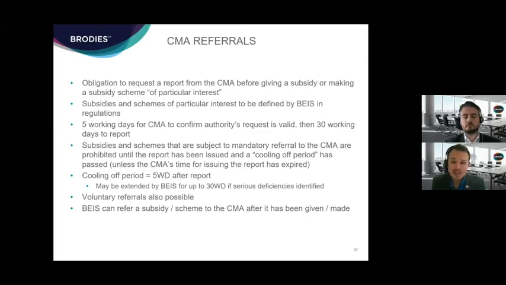But if the report identifies what the bill refers to as serious deficiencies in the proposal, then BEIS can extend the cooling off period for up to 30 working days. And essentially the idea of the cooling off period is to allow the authority to reconsider and to allow for any discussions between public authorities, for example, with regard to whether to proceed. It's also possible to make voluntary referrals to the CMA in the event that a scheme or subsidy does not have to be referred, and BEIS can also refer a subsidy or scheme to the CMA after it has been given, or in the case of a scheme, after it has been made.